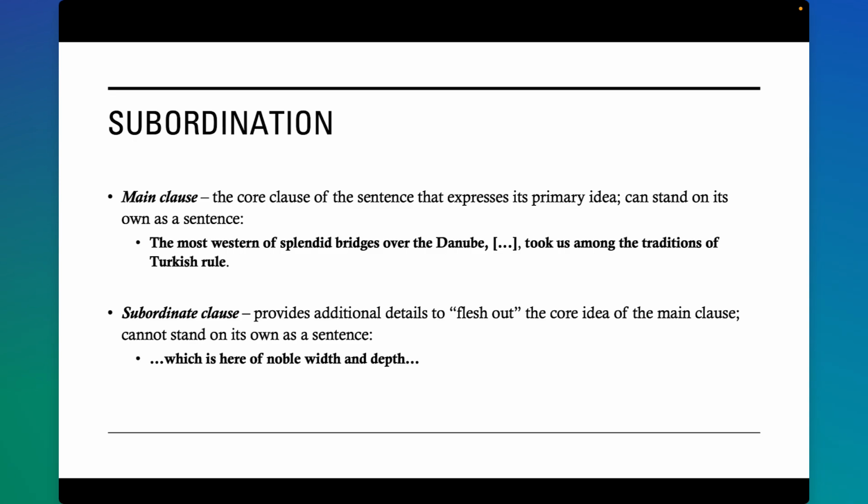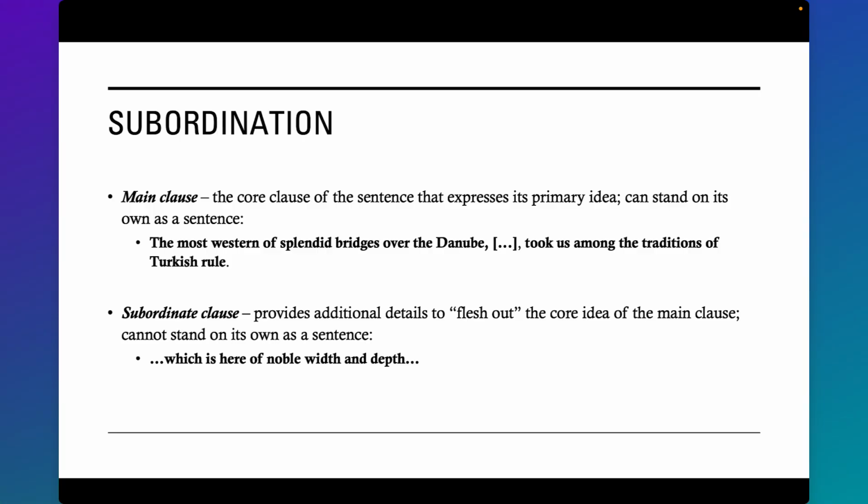A subordinate clause adds more information to the main clause, but cannot stand on its own as a sentence because it does not express a complete idea and is also grammatically incomplete. Here's our subordinate clause, which is here of noble width and depth. It has a subject, the pronoun which, referring to the Danube in the main clause, and it has a verb, is. But it is not interpretable without a reference to the phrase the Danube in the main clause. Therefore, the clause is dependent on and subordinate to the main clause.